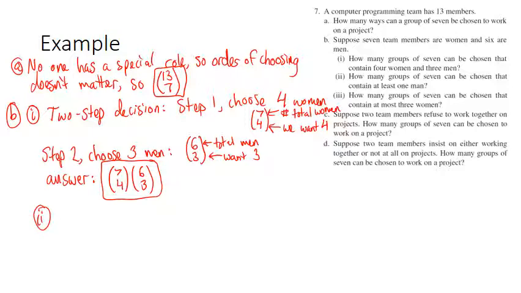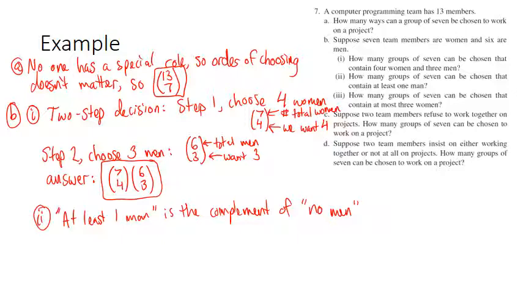So this event of containing at least 1 man, actually let me just write it like this. So at least 1 man is the complement, or the opposite, of no men.